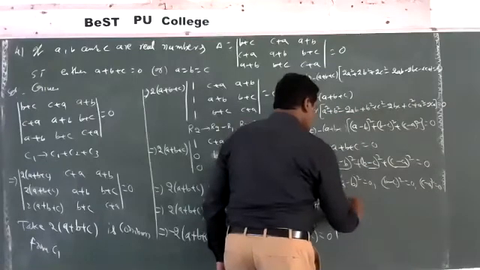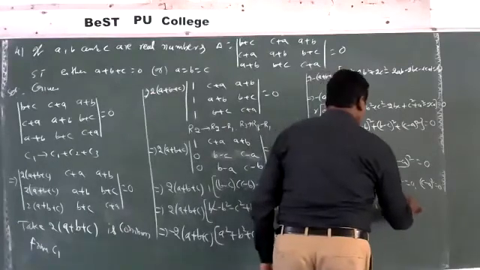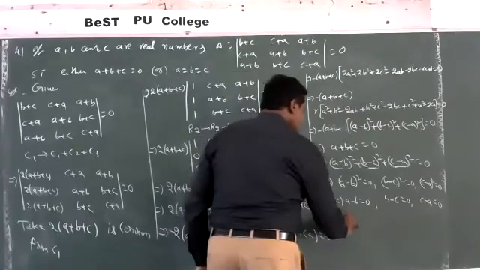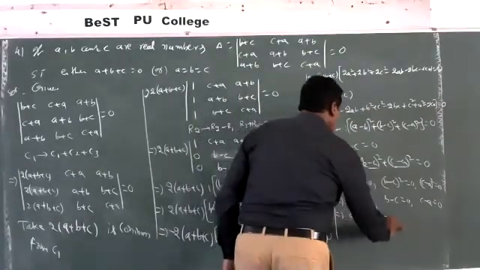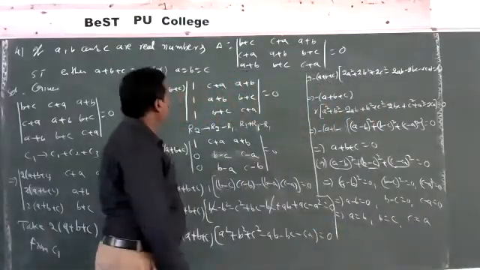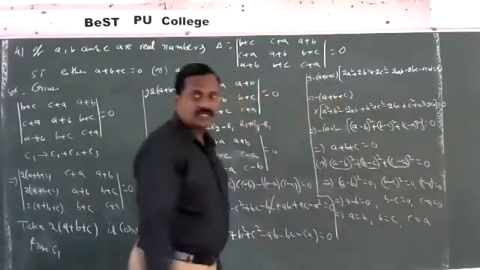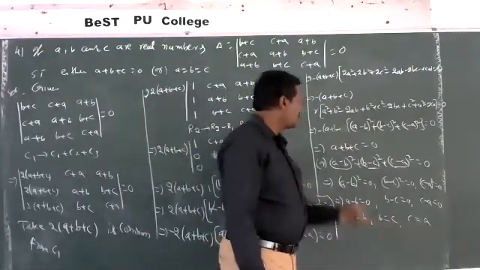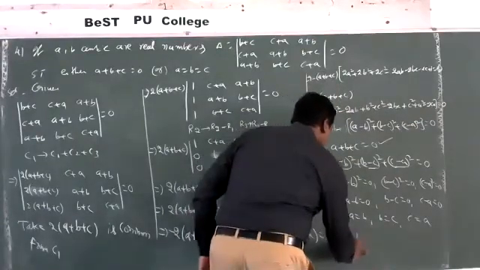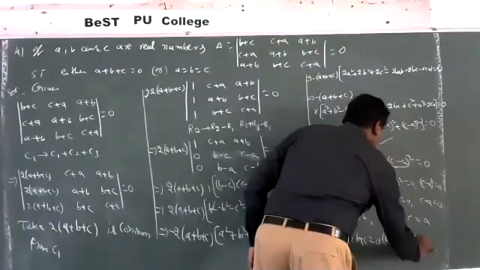This implies a minus b equal to 0 if you are taking square root on both sides, b minus c equal to 0, c minus a equal to 0. From this we can write A equal to B, B equal to C, C equal to A. From these three conditions we can write A equal to B equal to C. Here A equal to B, B equal to C, then A equal to C. From that A equal to B equal to C, already here A plus B plus C equal to 0. Therefore A plus B plus C equal to 0 or A equal to B equal to C.